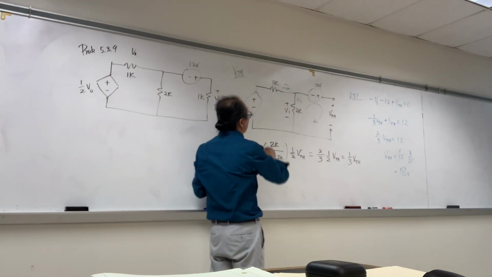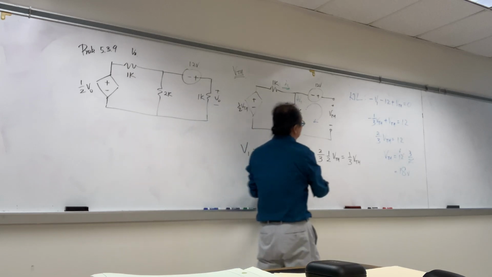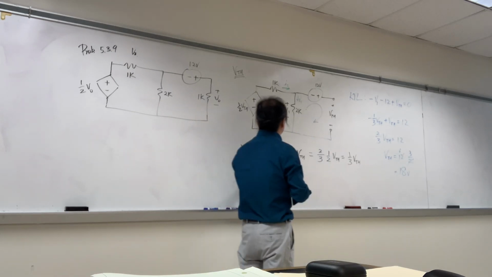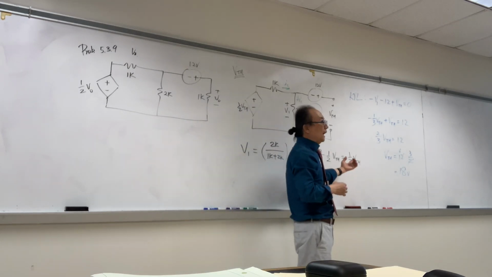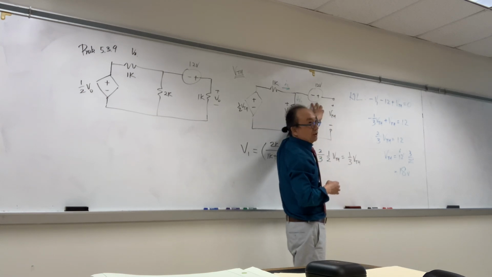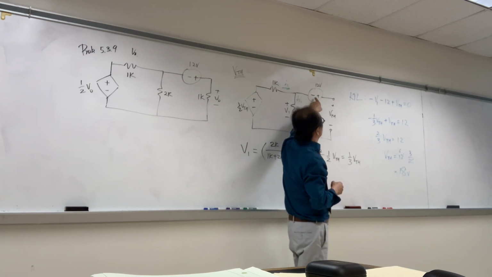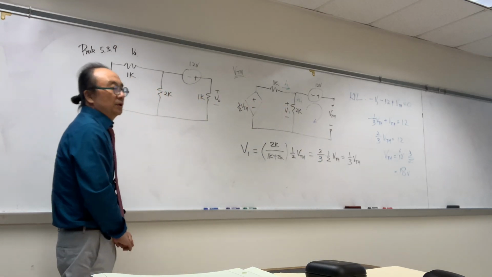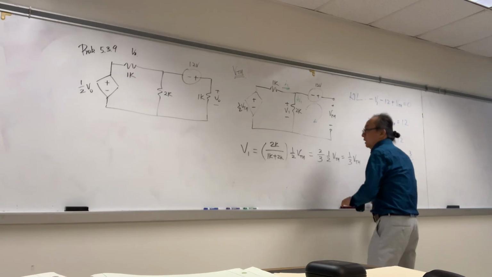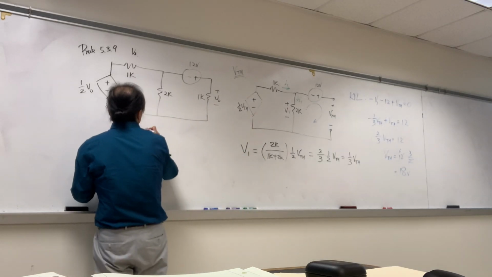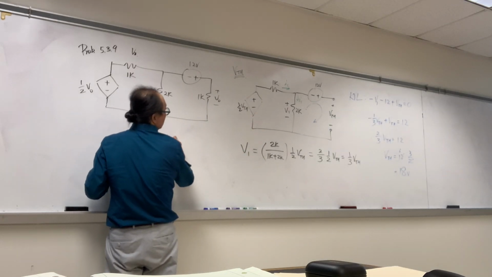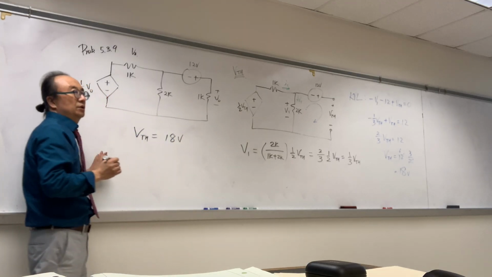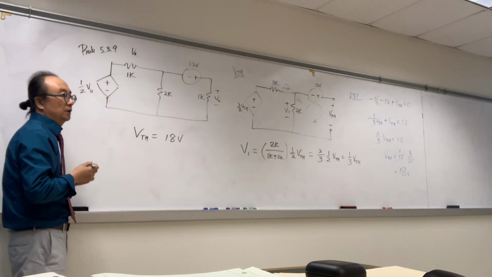Therefore, we can do the voltage division to find this relationship between V1 and VTH. And then for the actual calculation of VTH, we need to reconsider this voltage source by doing KVL. We have VTH, right? VTH equals 18 volts. Now we need to find RTH for the Thevenin.